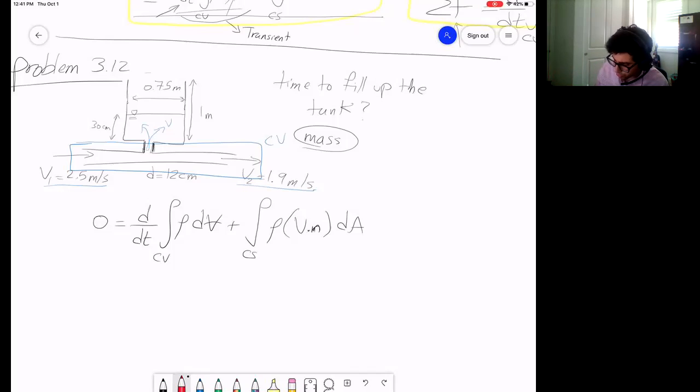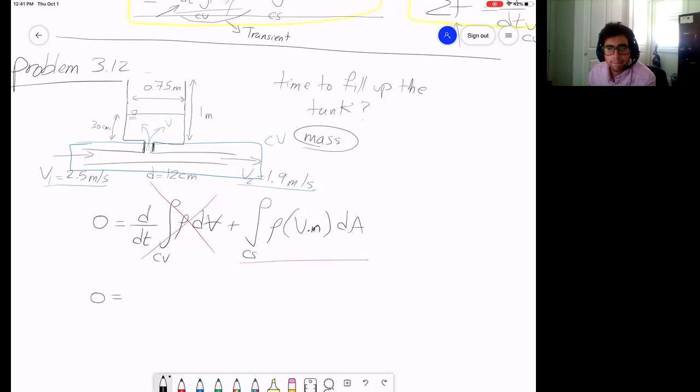So we can cancel which term if we have a steady state problem? The first term, which is the transient. We can cancel this one. And let's analyze this term. So you have 0 is equal to what? And remember, you have to write this for each inlet and outlet. So we have one inlet and 2 outlets.